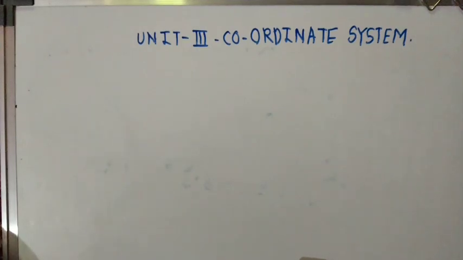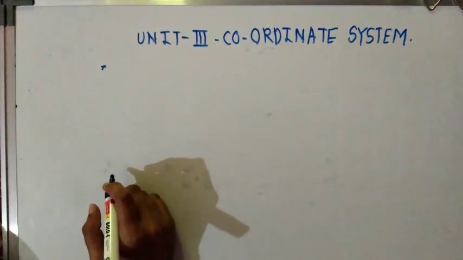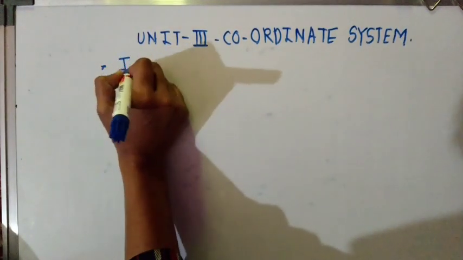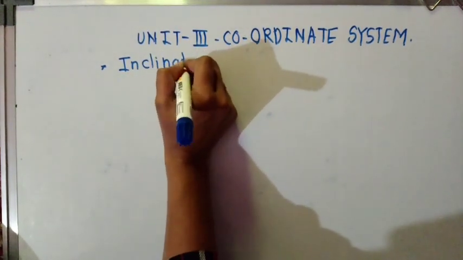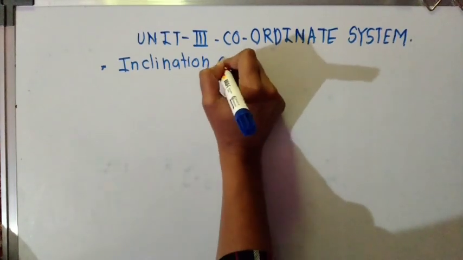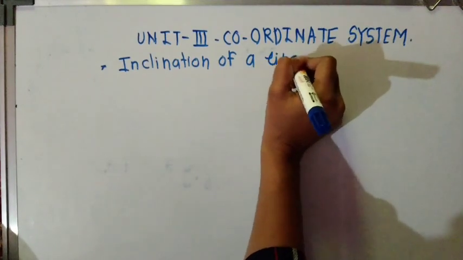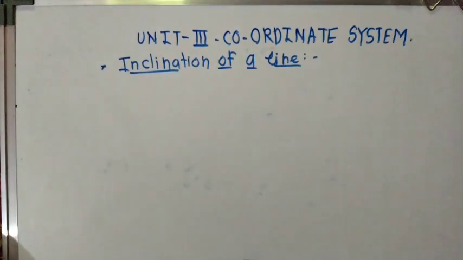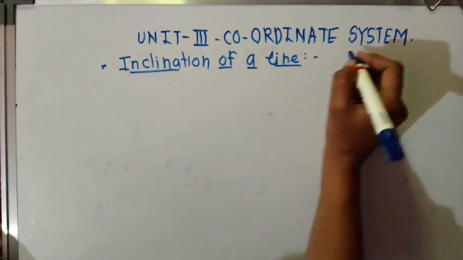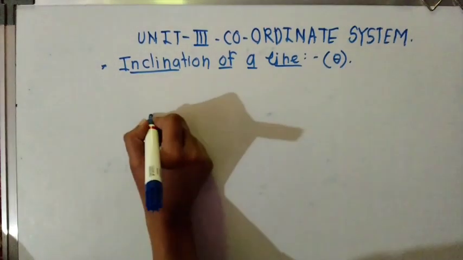First, what is a coordinate system? First we give the inclination of a line. What is the inclination of a line? The smallest non-negative angle theta is called the inclination of the line.